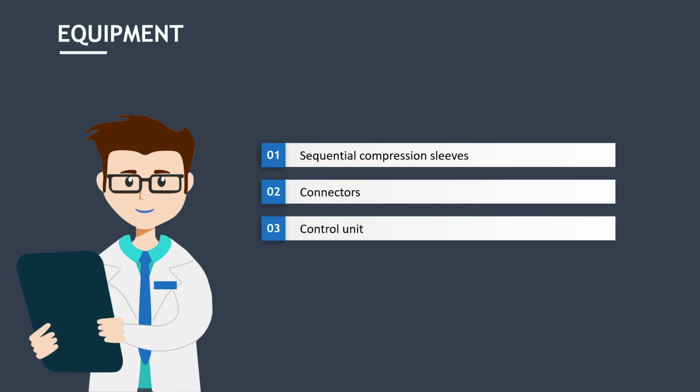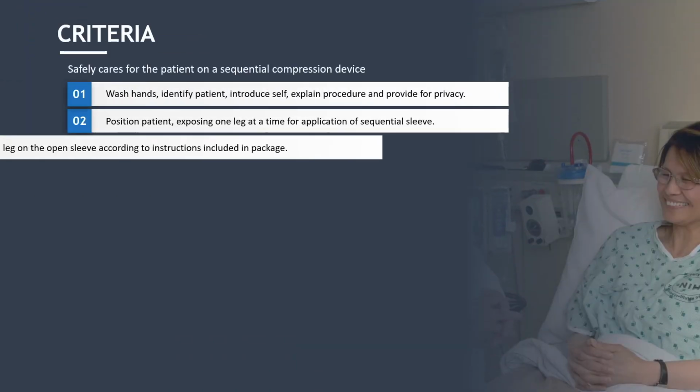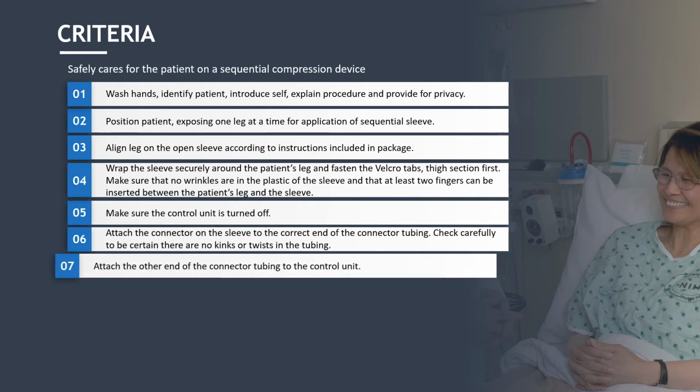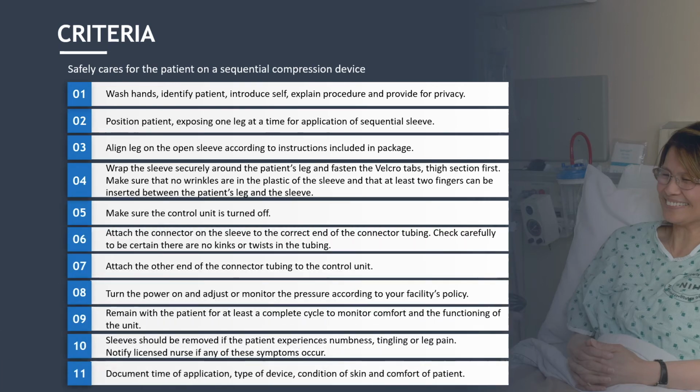Equipment: sequential compression sleeves, connectors, control unit. Criteria: safely cares for the patient on a sequential compression device. 1. Wash hands, identify patient, introduce self, explain procedure, and provide for privacy.